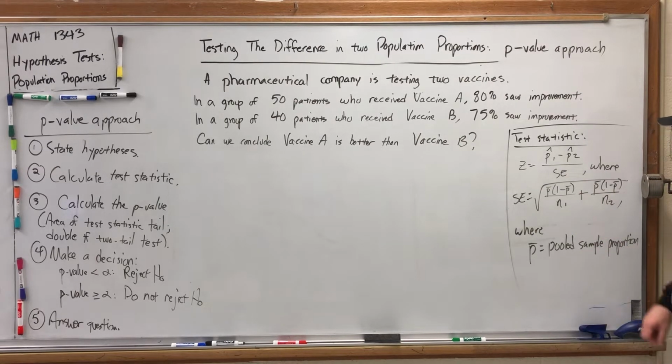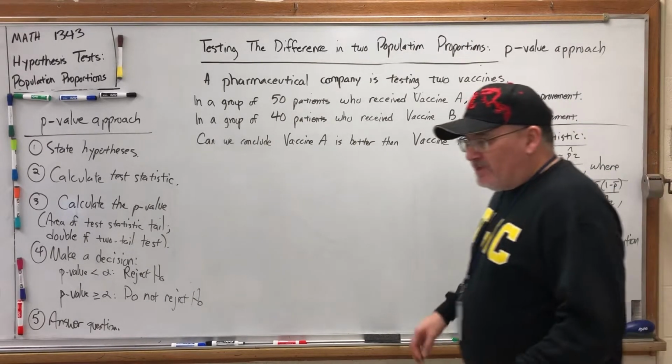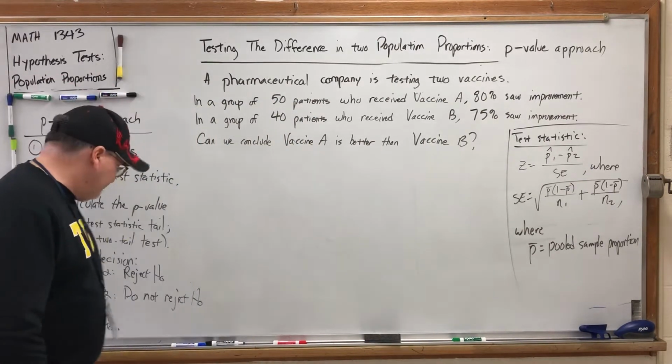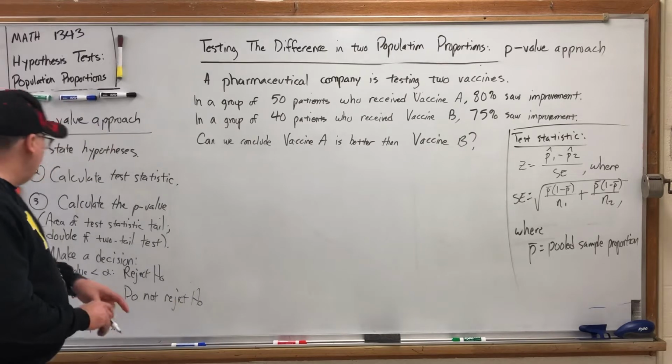The numerator of each fraction is the same, p bar times 1 minus p bar, but the denominators are the two sample sizes. And p bar is the pooled sample proportion, where we think of this as one sample from one population instead of two samples from two populations. All right, step one, state the hypotheses.